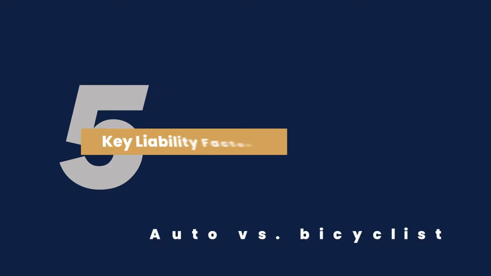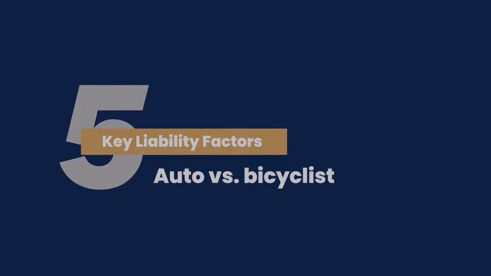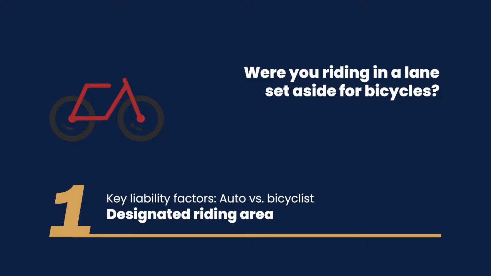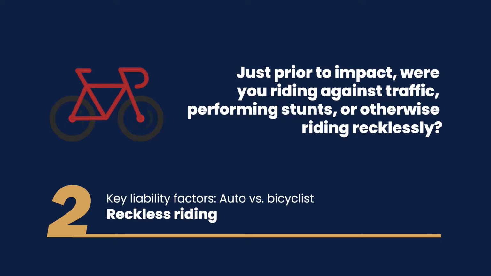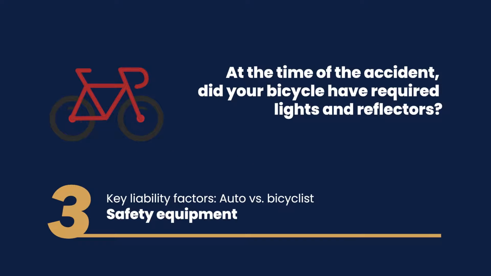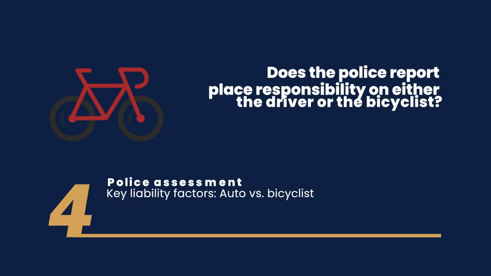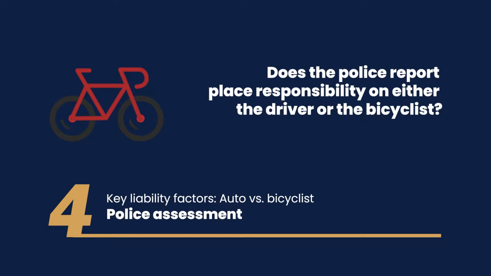Auto versus bicyclist. Bicycle riders are generally required to observe the same rules, regulations, and safety standards as car drivers. Stopping at signals, yielding the right-of-way at intersections, and using turn signals are all as important for cyclists as for motorists. The following liability factors should be examined carefully when assessing an auto versus bicyclist case.